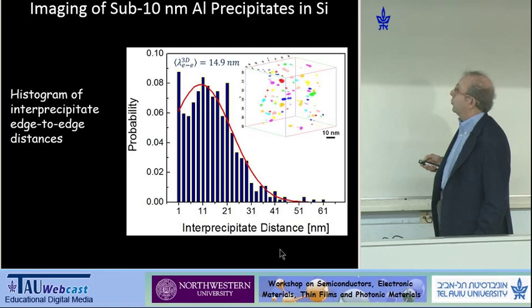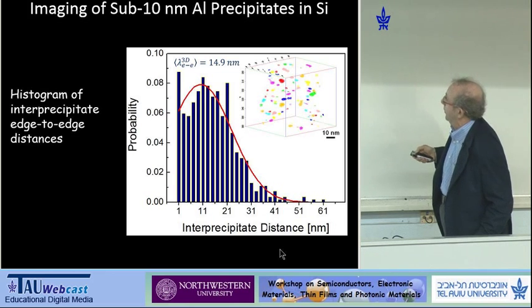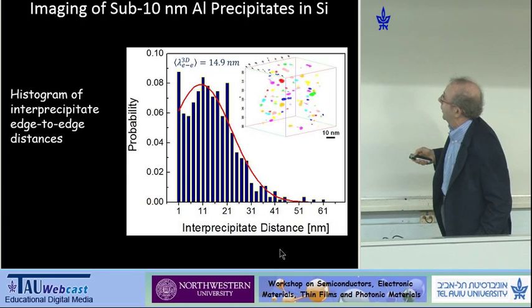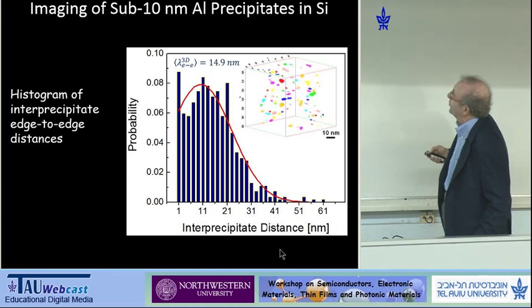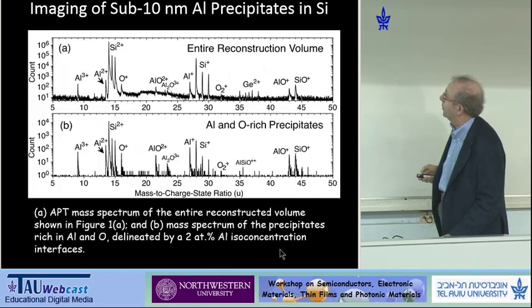And then what you can do with that information is you can create this distribution, which is the probability of finding a certain interprecipitate distance. And you see it has a maximum somewhere around 11. I'm looking at an angle here. We need more data points. I mean, we had 89 precipitates. This analysis part is not trivial. It's a lot of work.